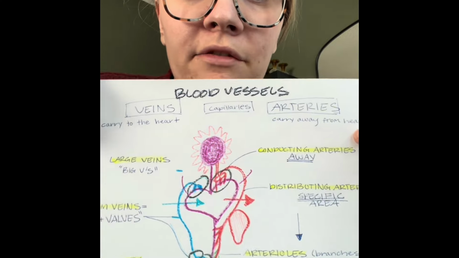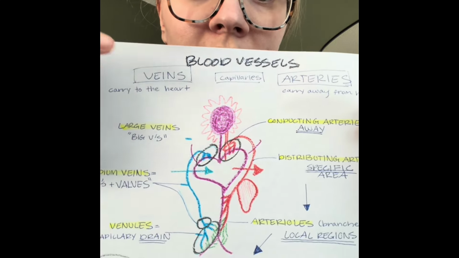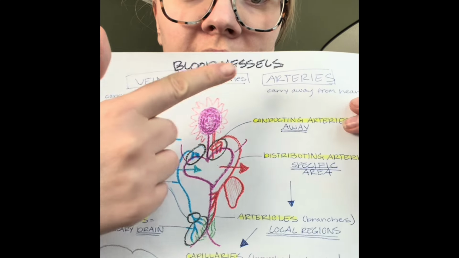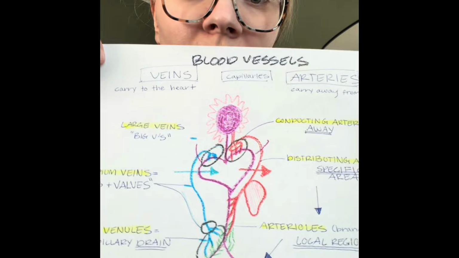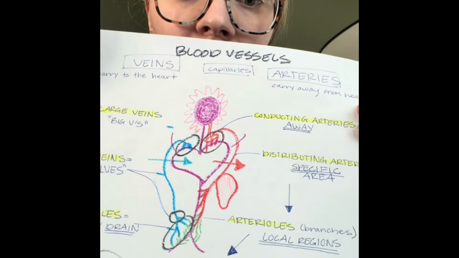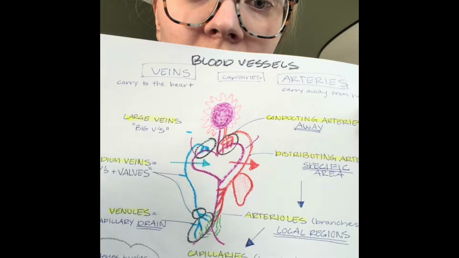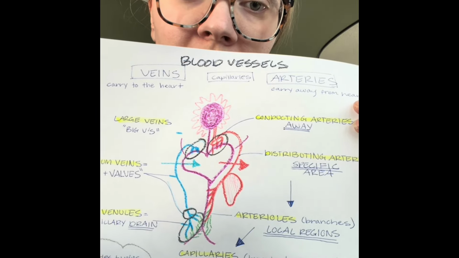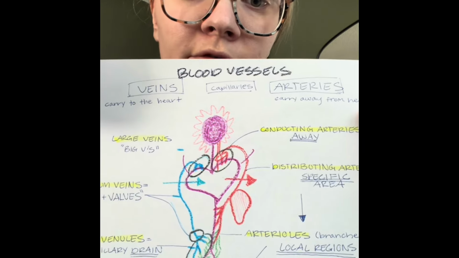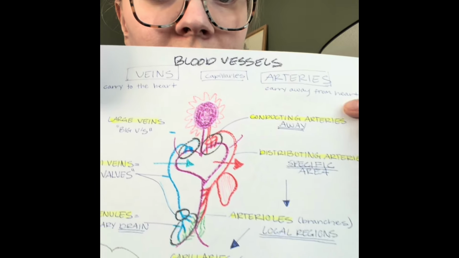There are 3 different types of blood vessels: veins, capillaries, and arteries. Veins carry blood from other parts of the body to the heart, and arteries carry blood from the heart to other parts of the body. And I wanted to remind you that between arteries and veins, both of those each have 3 different types.